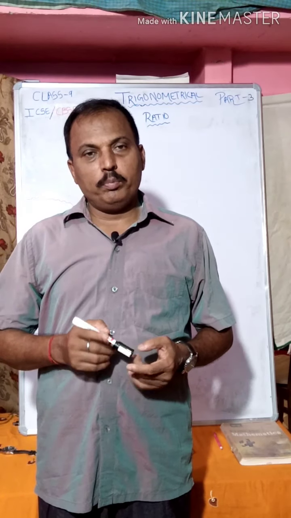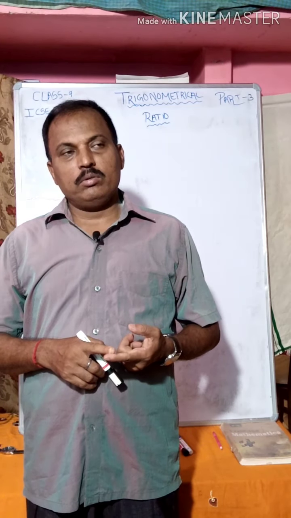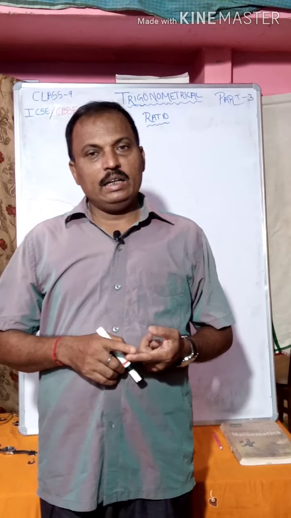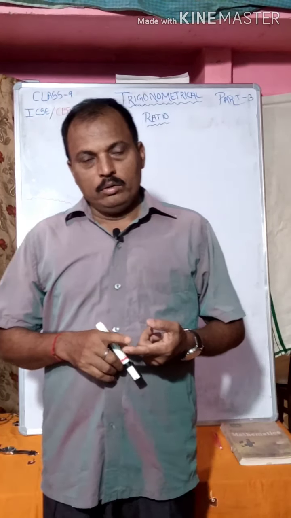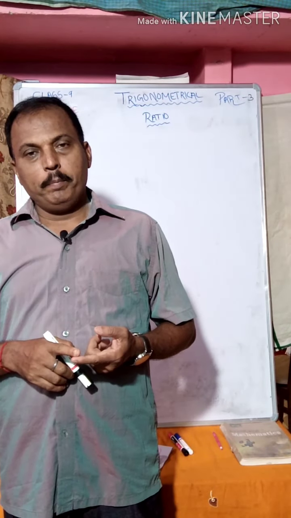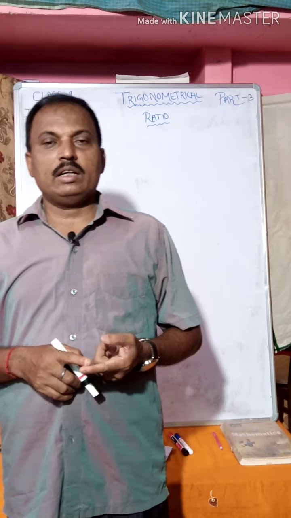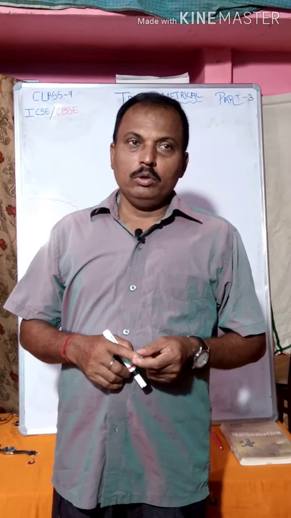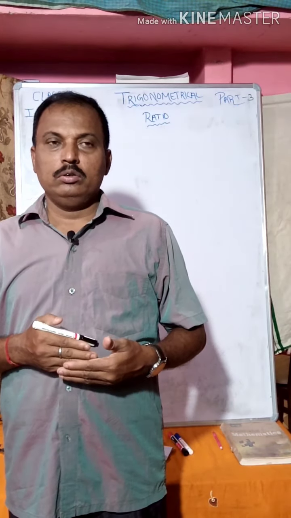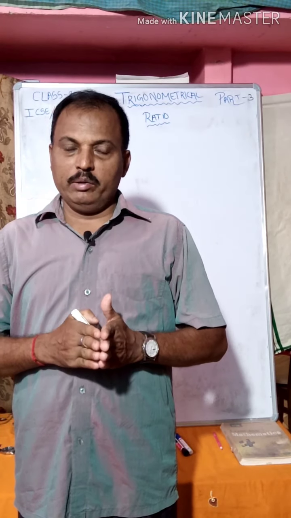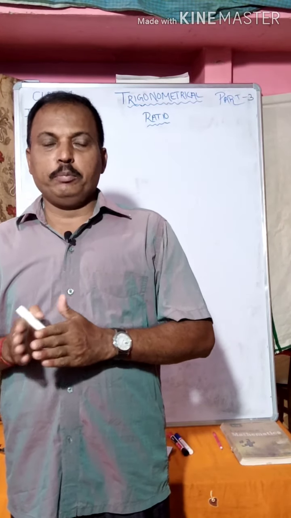Sin theta is equal to p by h, cos theta is equal to b by h, tan theta is equal to p by b, cot theta is equal to b by p, sec theta is equal to h by b and cosec theta is equal to h by p. Now we also discussed the trigonometrical ratios and their reciprocals.